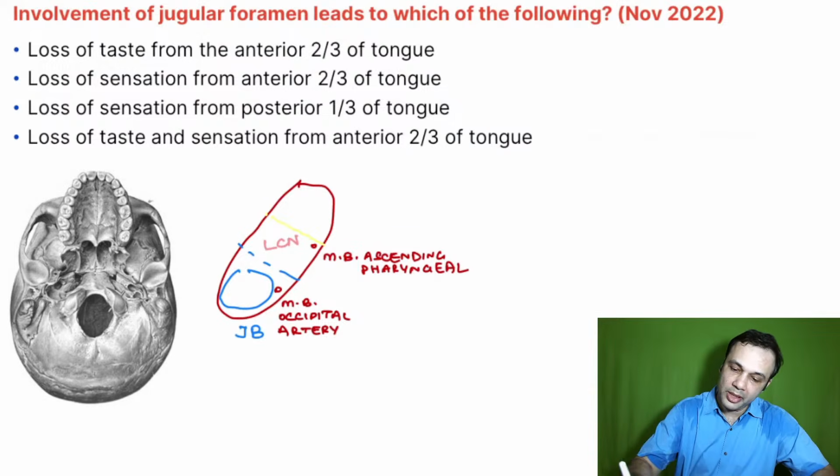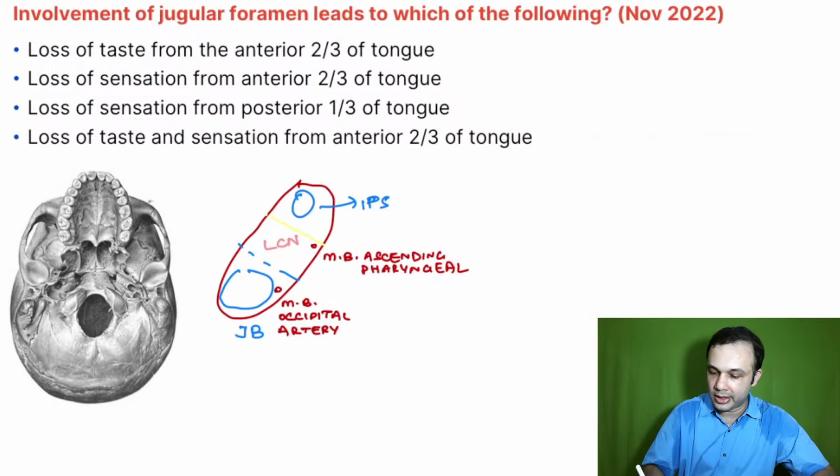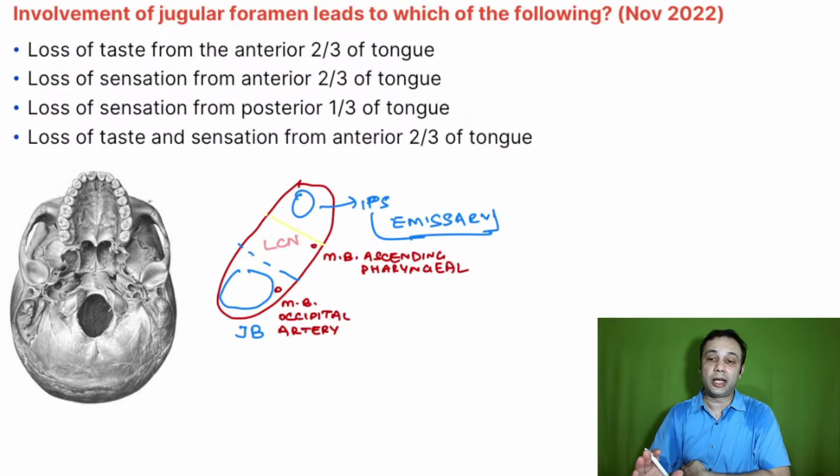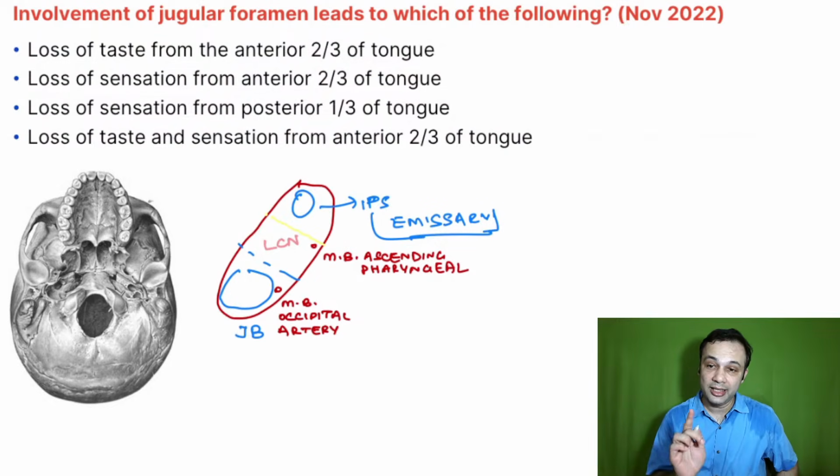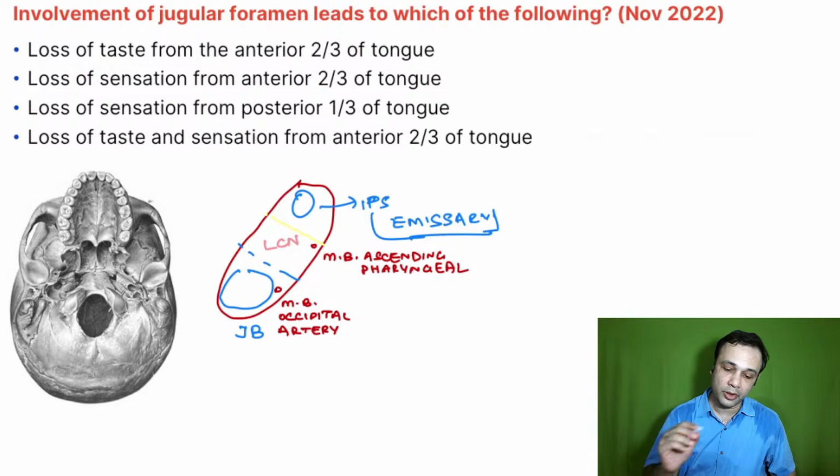And in the last compartment, what do you have? You have the inferior petrosal sinus, and there can be emissary veins, right? There can be emissary veins anywhere, but this is how the anatomy lies, right? So the 9th, 10th, 11th cranial nerves, this is what the question is all about. So if you look at the options in this case, what do you have?